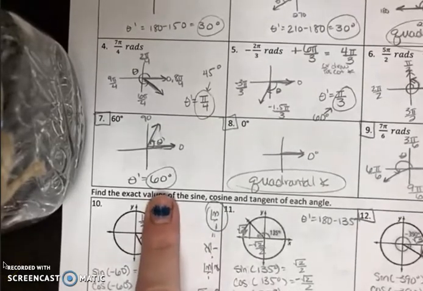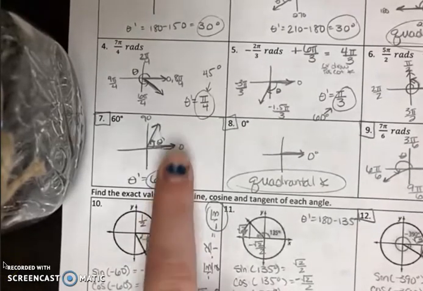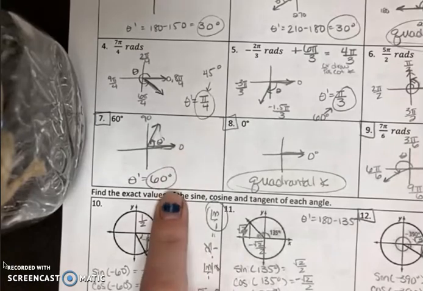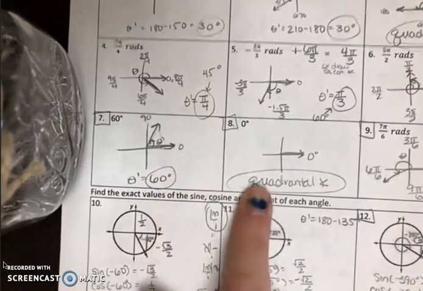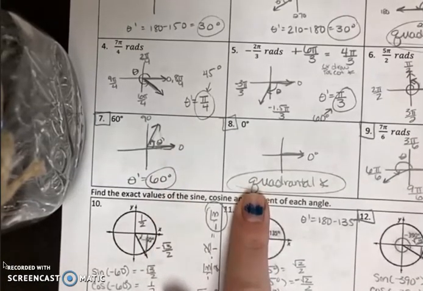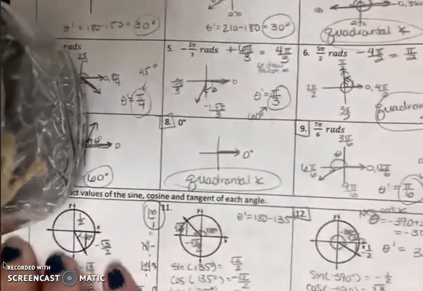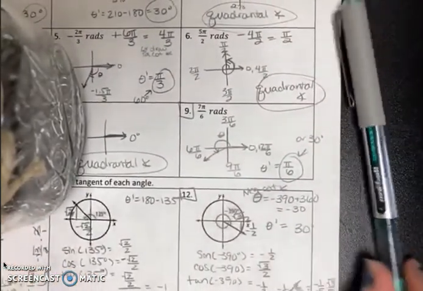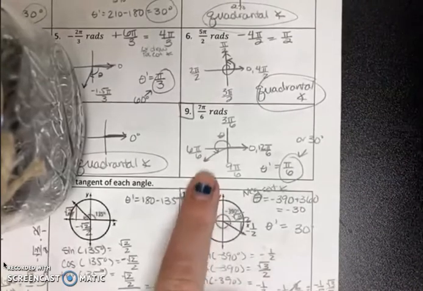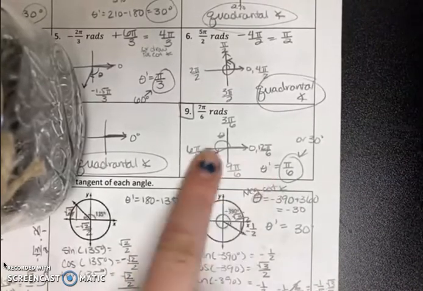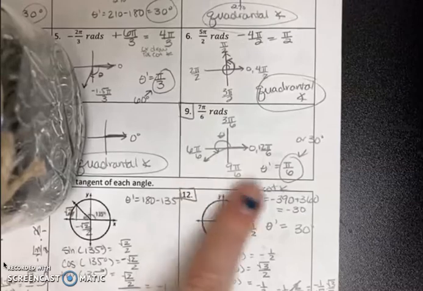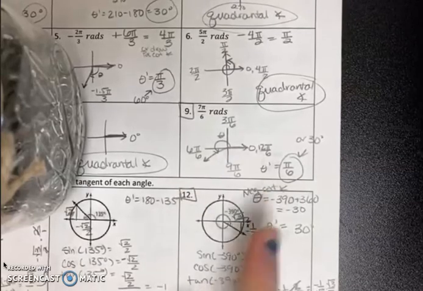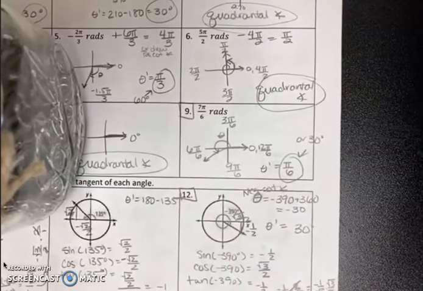Number 7, your theta was 60, which is in quadrant 1, so theta prime is also 60. Number 8, 0 degrees, that's a quadrantal angle, so that's all you had to do there. And 7 pi over 6 was right here, so that's what your theta should look like. Theta prime is 7 pi over 6, or that's also equivalent to 30 degrees.